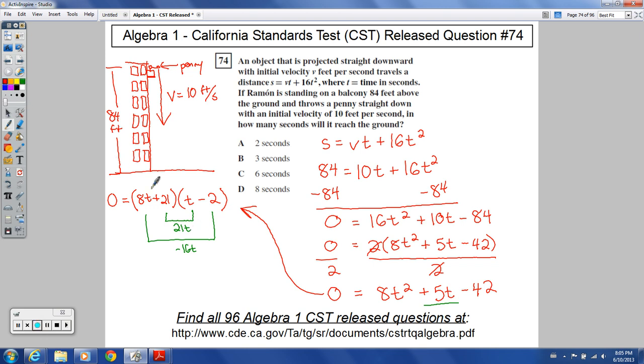This value right here would be, if you set this equal to 0, 8t plus 21 equal to 0, that's going to give you one value, but it's going to give you a negative value for t, for time, a negative value for time, really, unless you're going back to the future or something, or Back to the Future on us if you're traveling in time.